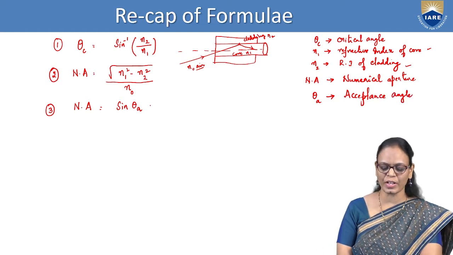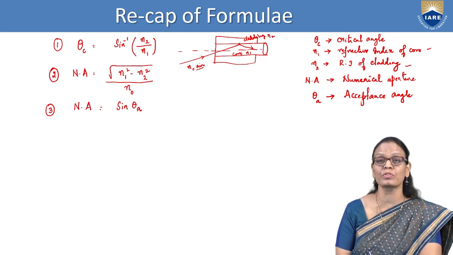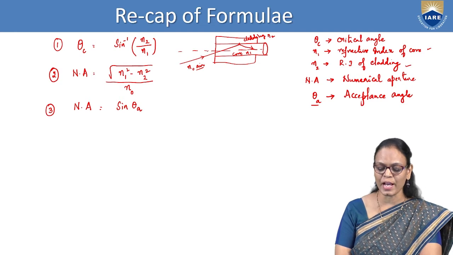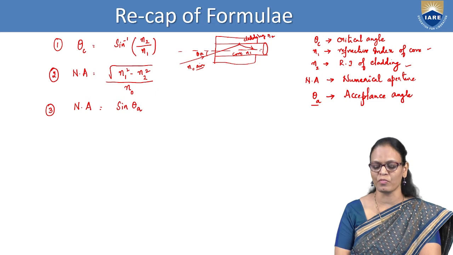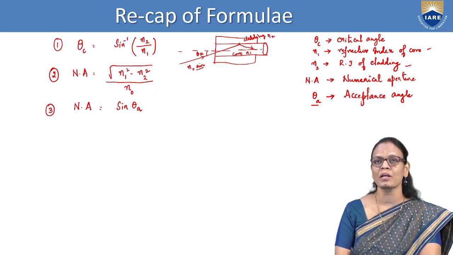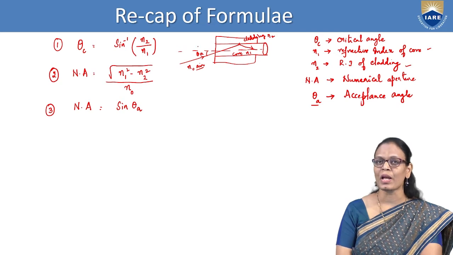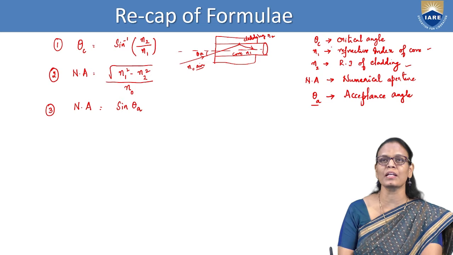So what is the significance of this acceptance angle? Why do we have to know about this acceptance angle? It is the angle at which light has to be launched for it to propagate through the optical fiber. It all depends upon how it is launched. So theta A is very important. That is the acceptance angle. We have an acceptance cone and all the signals that are launched through the acceptance cone will propagate very easily through the optical fiber. So NA is equal to sine theta A.